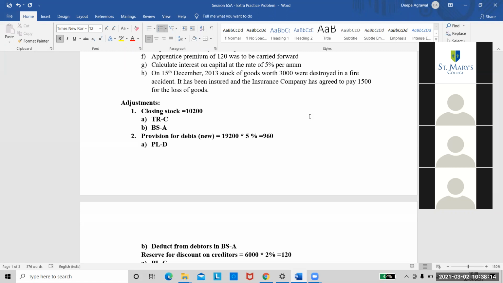So remember any adjustment like this: total loss in trading account, actual loss in P&L, insurance claim in the balance sheet. Am I clear? Yes? So note down that adjustment, we will write it down.